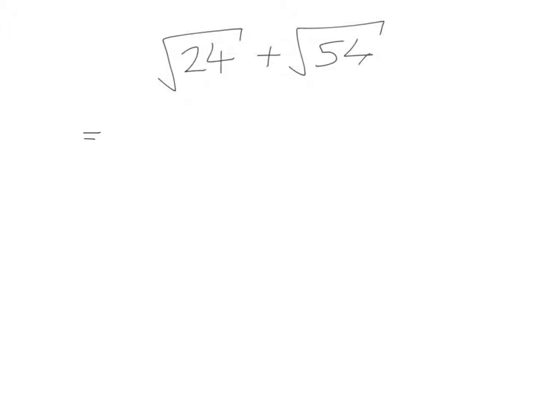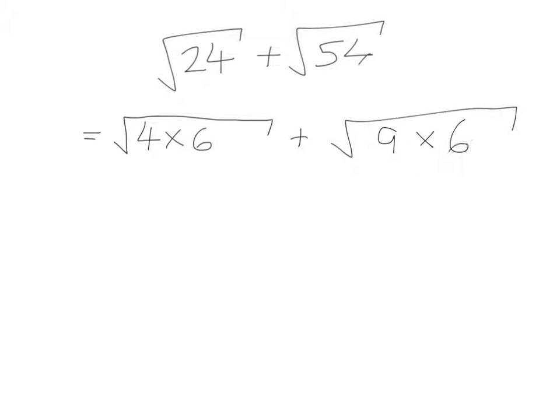Here we've been asked to do root 24 plus root 54. These are not the same thing, so I can't do anything with them, so I'm going to rewrite them. Thinking about root 24, what times what is 24 with one of the numbers being a square number? I've got 4 times 6. I chose 4 times 6 because 4 is a square number. I could have chosen 2 times 12, but this will be a quicker way. Always try and get a square number. And thinking about 54, I'm going to go for 9 times 6. There are other factors, but I chose this pair because 9 is a square number.